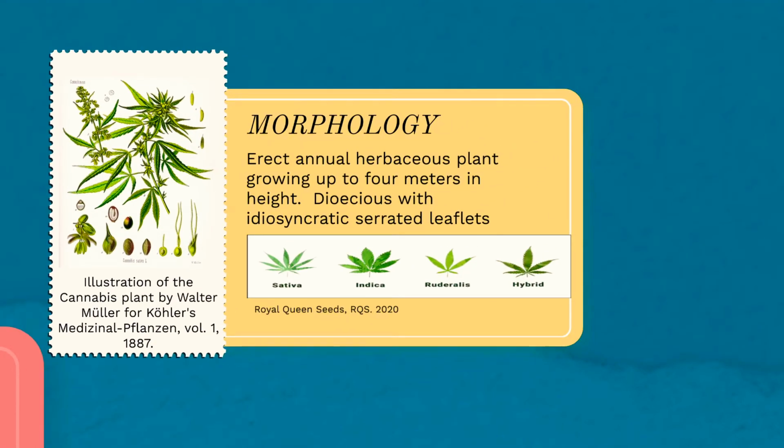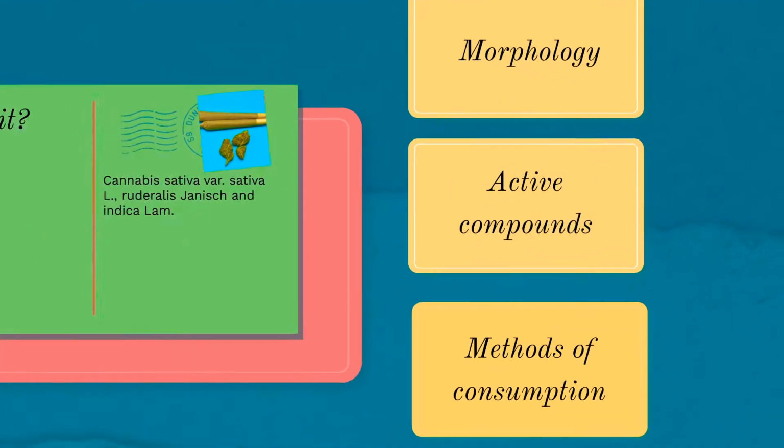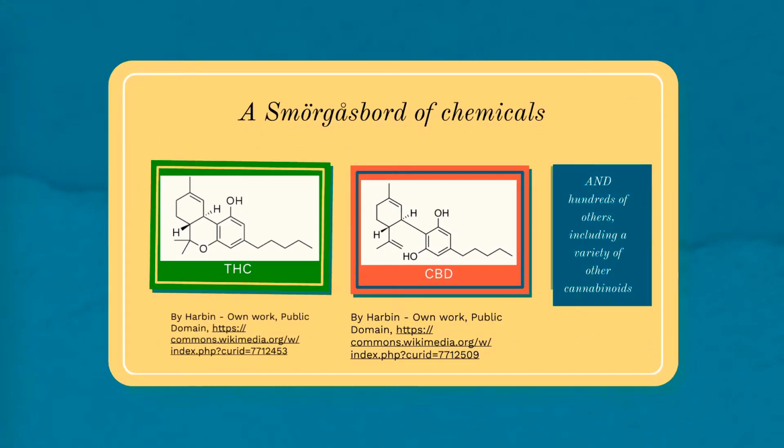The plant is dioecious, meaning that all the flowers on one individual are either male or female. The unique leaves of the plant are quite iconic. The 2 most important chemicals in cannabis are tetrahydrocannabinol, THC, and cannabidiol, CBD. There are, however, hundreds of chemicals present in the plant.